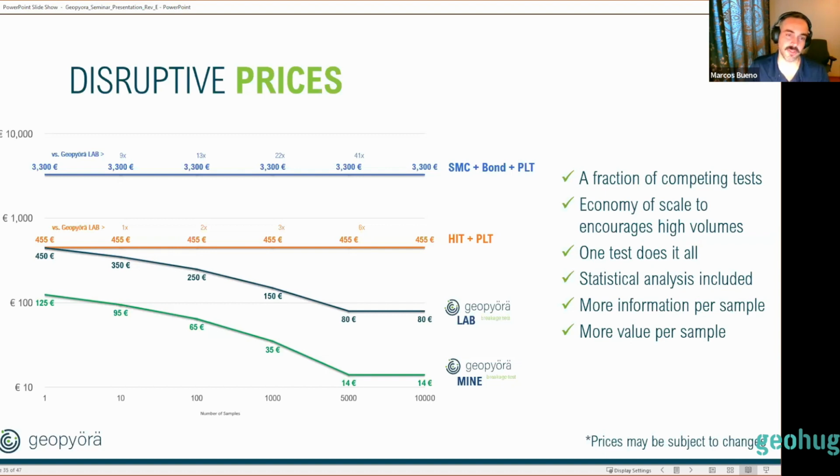And another point is the price. It costs quite a lot, more than 3,000 euros. We're talking about nearly $5,000 to do a set of SMC and Bond on a sample. While with us, if you reach the thousands, you can get as low as less than 100 euros per sample.